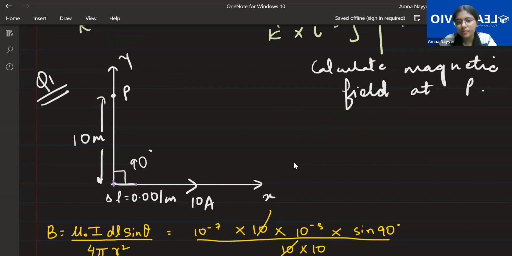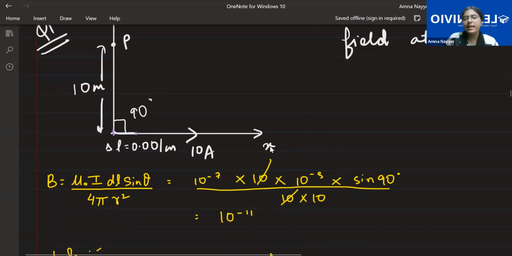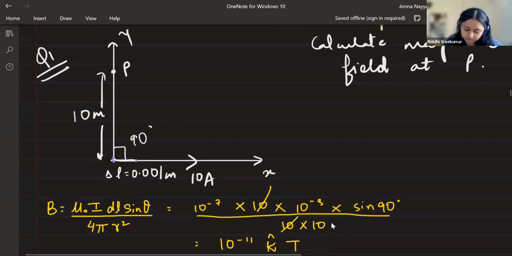Outwards. Correct. Put your hand in the direction of current, curl the fingers towards point P. Outwards. So see, since this is the x-axis, this is the y-axis, outwards will definitely give you a positive z-axis. So your complete answer will be 10 to the power minus 11 k cap Tesla. Okay, all right. Please write this.